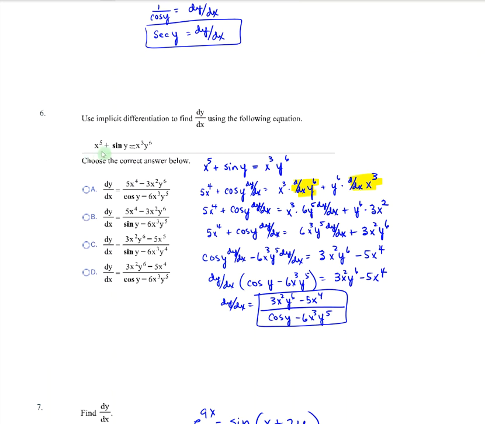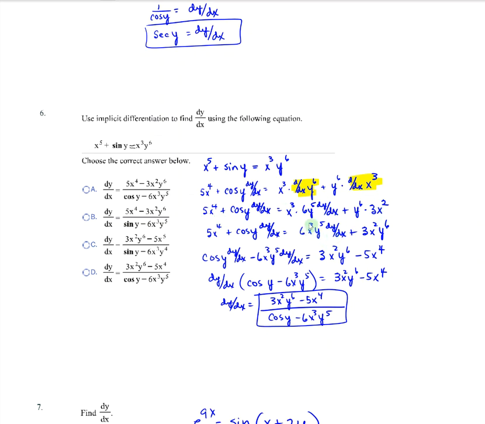Number 6, x to the 5th plus sine y is equal to x cubed y to the 6th. Over here, pretty straightforward. We have 5x to the 4th plus cosine y dy/dx. That took care of the left. Here we have a product. So first times derivative of the second plus second times derivative of the first. Derivative of this is 6y to the fifth dy/dx. Derivative of this is 3x squared. So we just took the derivatives in that line.